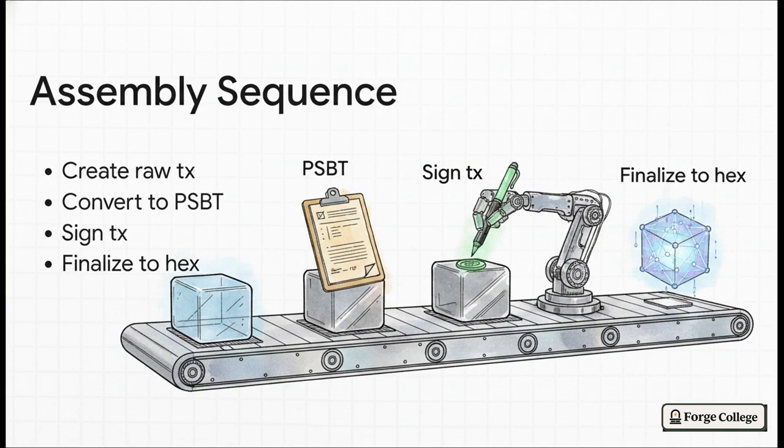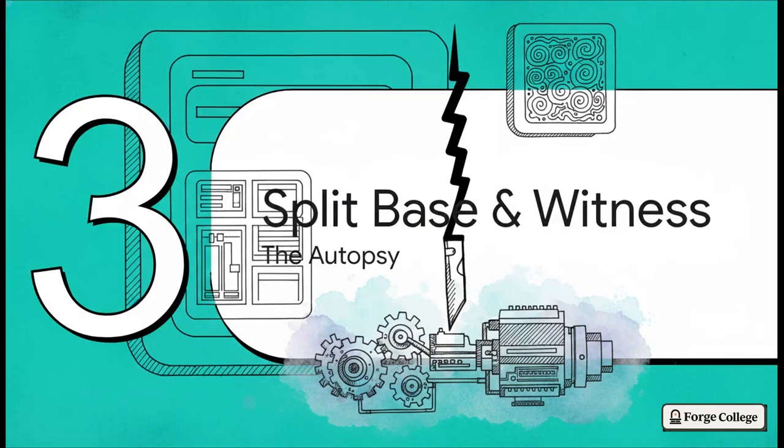Here is our actual step-by-step assembly sequence using that PSBT format. First, we create the raw transaction. That's just drafting the empty shell. Second, we convert that shell into our PSBT permission slip. Third, we sign it. This securely packages our absolutely crucial witness data. And finally, we finalize the whole thing to get the raw hex code. This chain of commands handles all the complex cryptographic packaging behind the scenes, leaving us with a perfectly constructed SegWit transaction. Which brings us to Section 3, splitting the base and witness data.